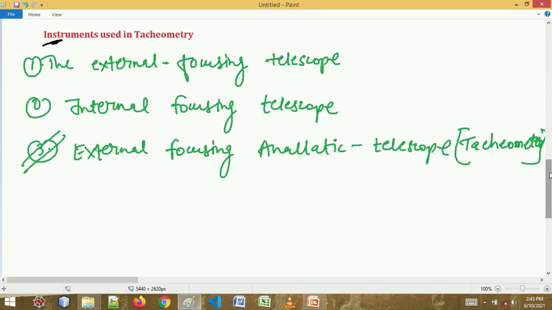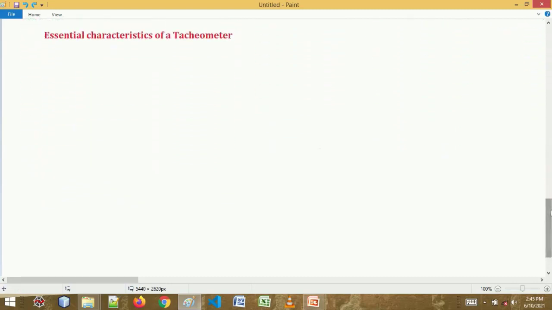Now we will see a few essential characteristics of a tachyometer. The very first characteristic is the value of the constant f/i. The value of the constant f/i should be 100. Basically there are two types of constant: one is the multiplying constant and the second is the additive constant. This f/i is our multiplying constant.